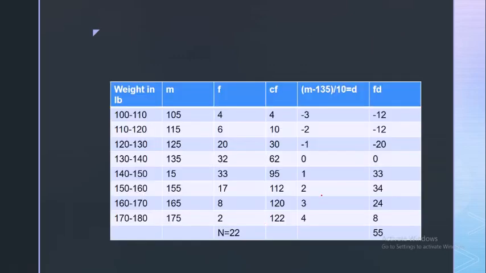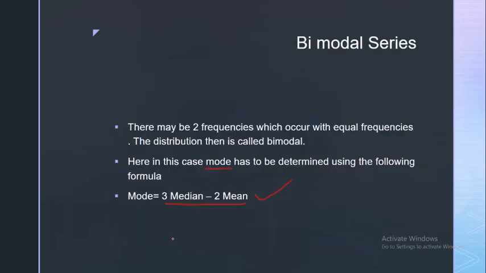Now I have given a table over here so that you can find out the mean and the median, and then substitute in the empirical formula. So you can copy down this table. I'm not going to explain how to find the arithmetic mean, which I hope you all know, and which formula to use is also known to you, since this is a continuous series. Now you have to find the median and arithmetic mean by yourself and substitute in this formula so that you will get your mode.